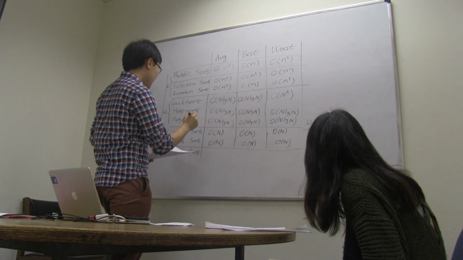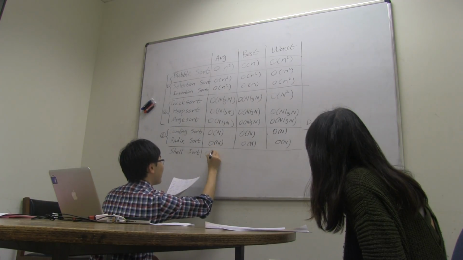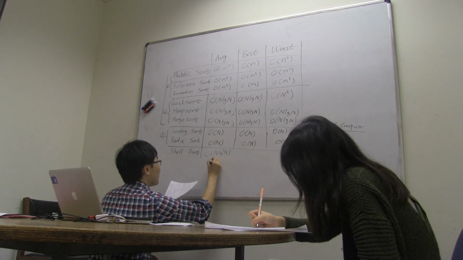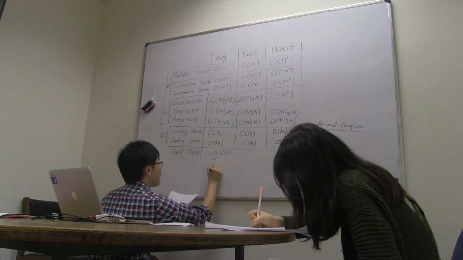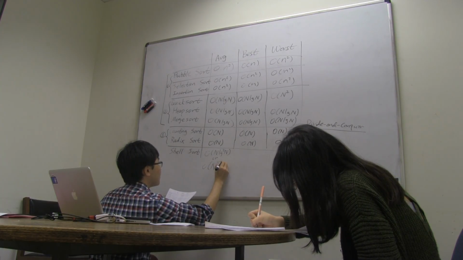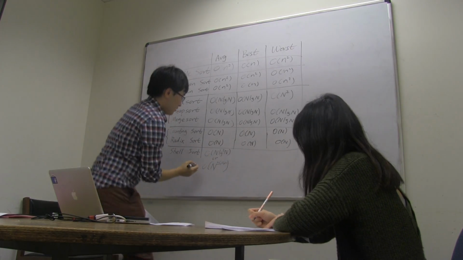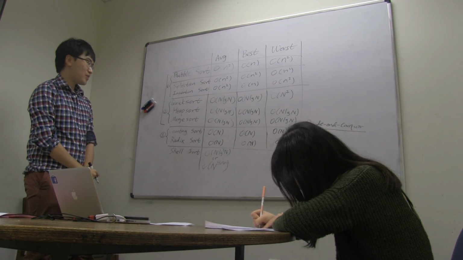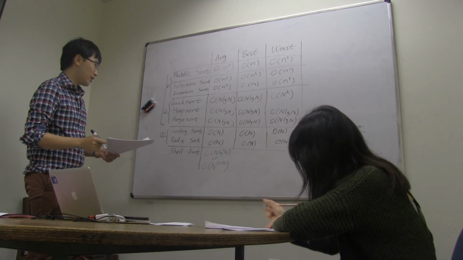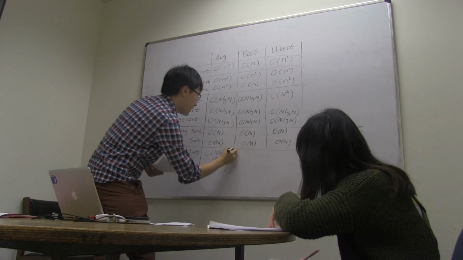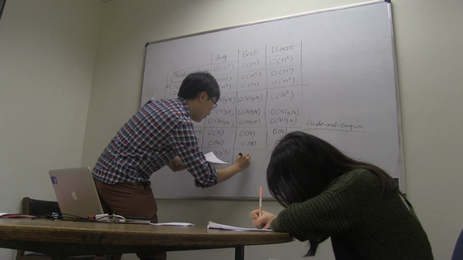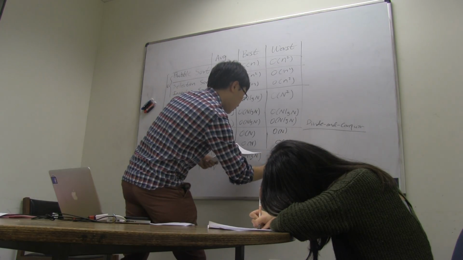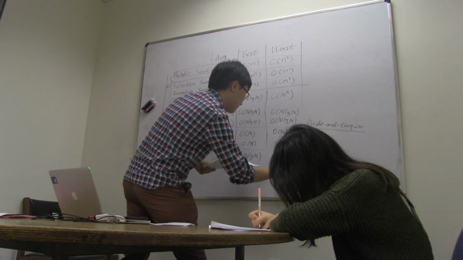The average time complexity for shell sort is very special: order n log squared n, or order n to the five-fourths. So it's a very special algorithm with very special complexity. In the best case, it will be order n log n, and in the worst case, it's order n log squared n.